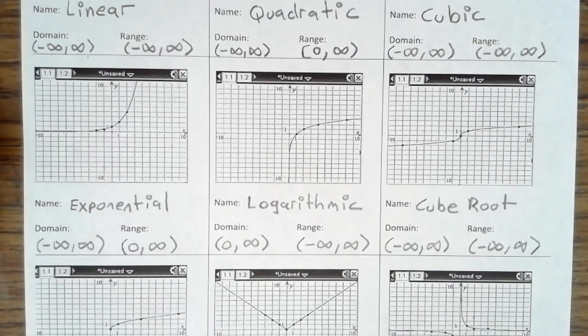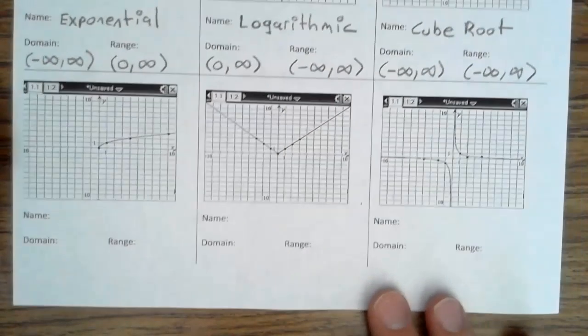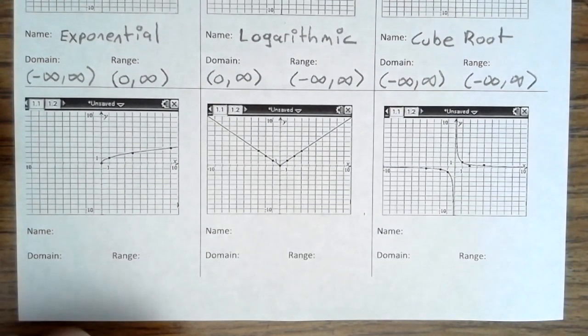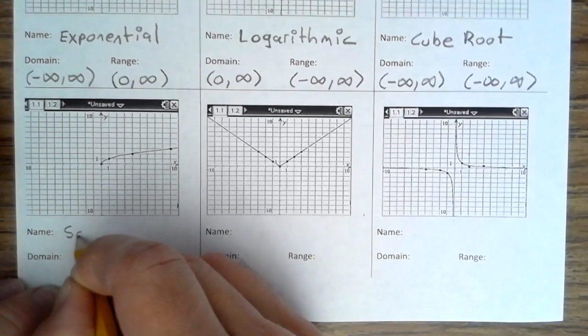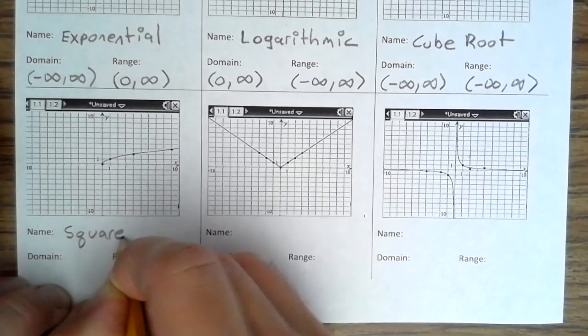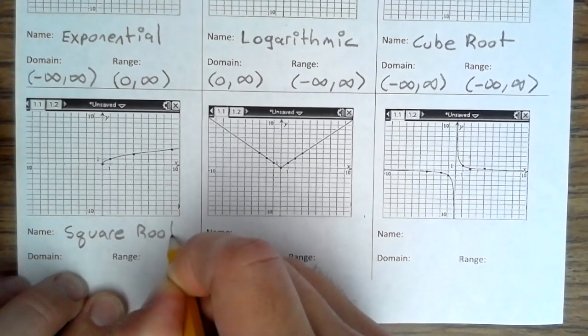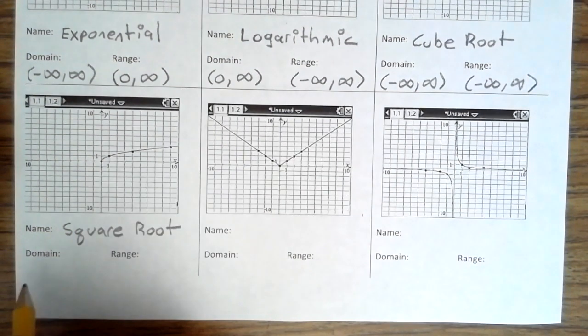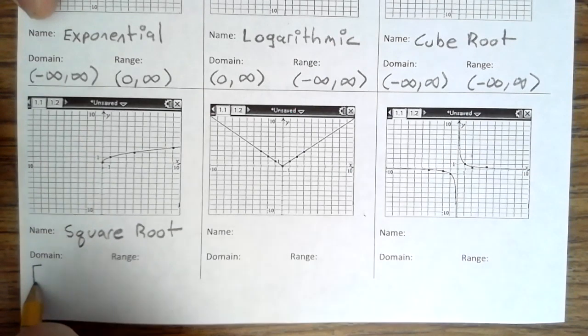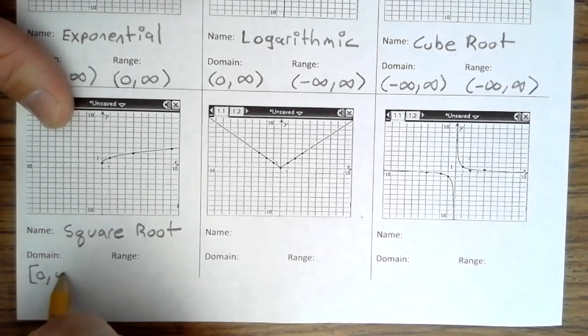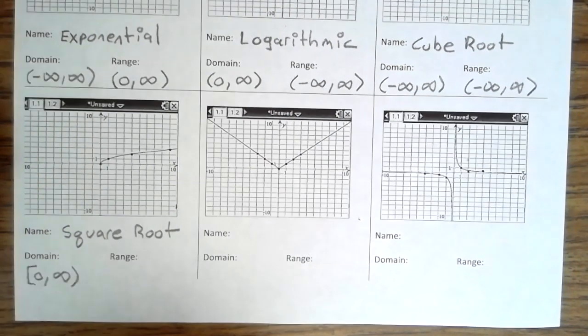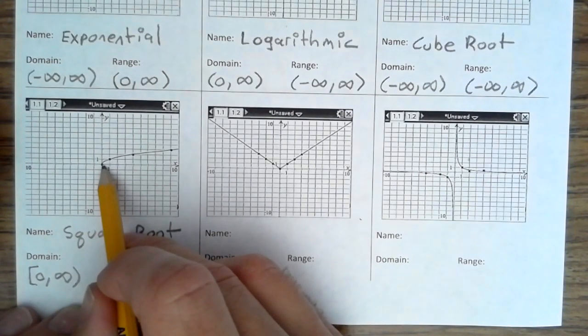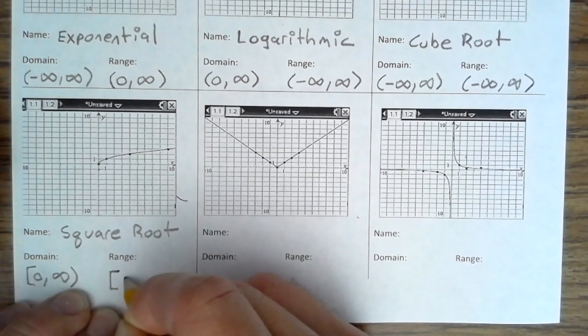All right, so go ahead and finish up those parent functions. All right, let's take a look at the next parent function, which is square root. Okay, the domain has a starting point of 0 and includes 0, so that's bracket 0 to infinity. And then the range, same thing: it starts at the bottom at 0 and goes to infinity, so bracket 0 to infinity.